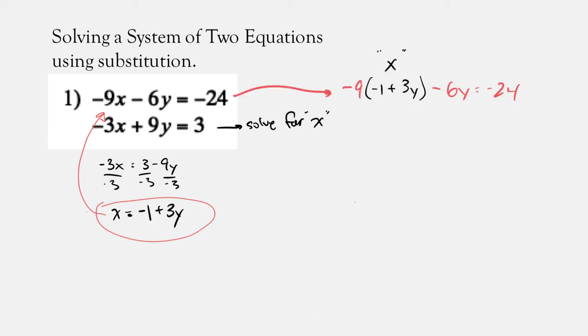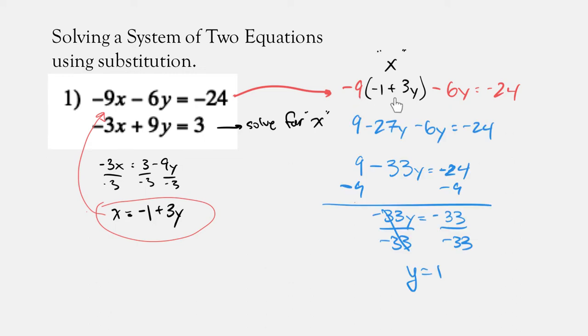So what we did was we plugged in for x. We replaced it with negative 1 plus 3y because those are the same values. That's what the equal sign means. It means the relationship between x and negative 1 plus 3y is that they are the same thing.